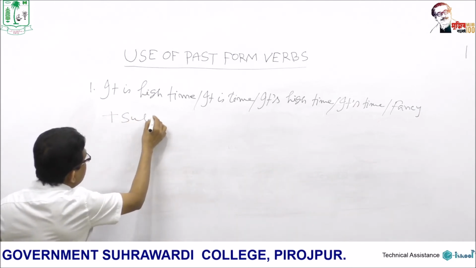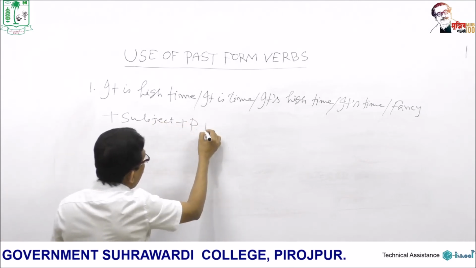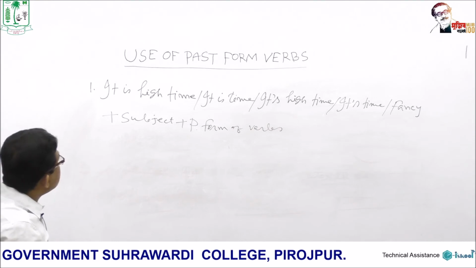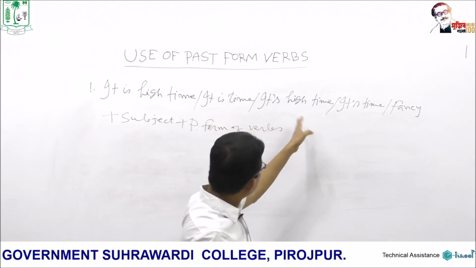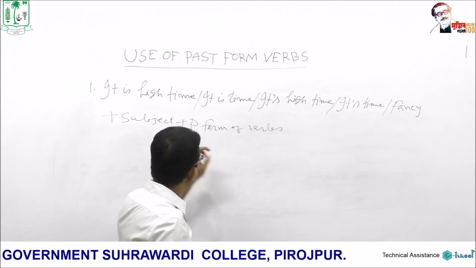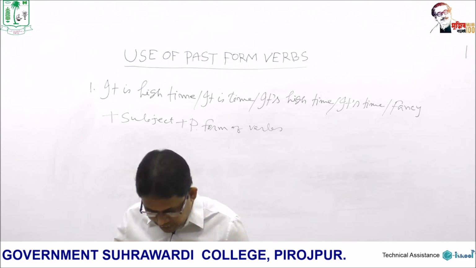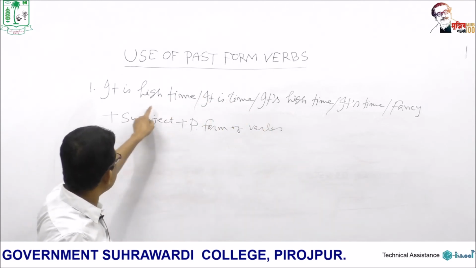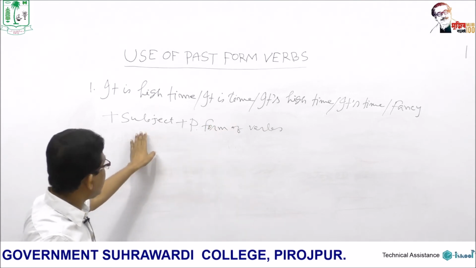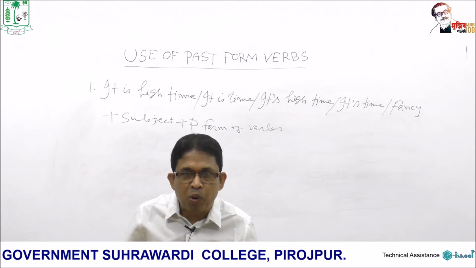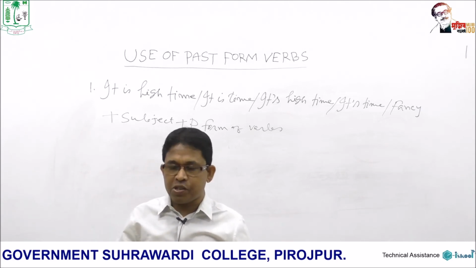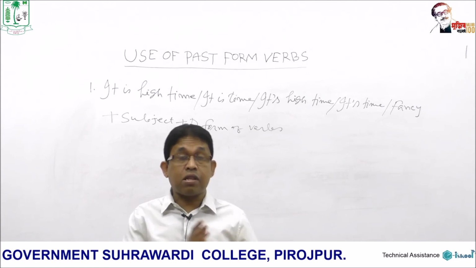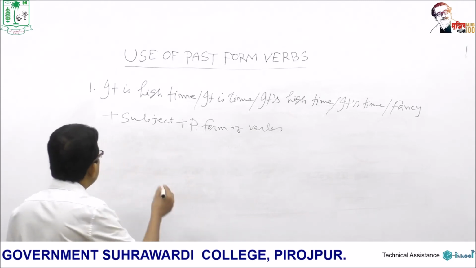Fancy plus subject plus past form of verbs. That is, it is time, it is high time, or fancy, then subject, then past form of verbs. That is, if in any sentence you find any of these words and phrases, such as it's high time or it's time, and then there is a subject, then after that subject we have to use the past form of verbs. For example, let me give some examples here.